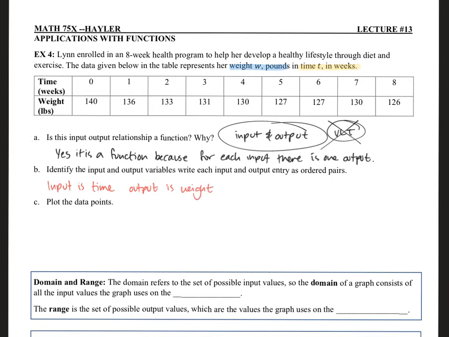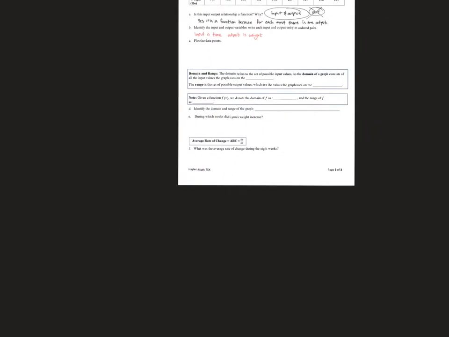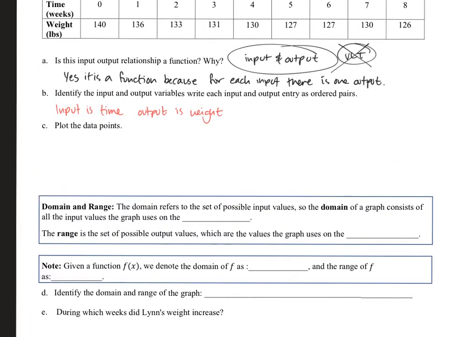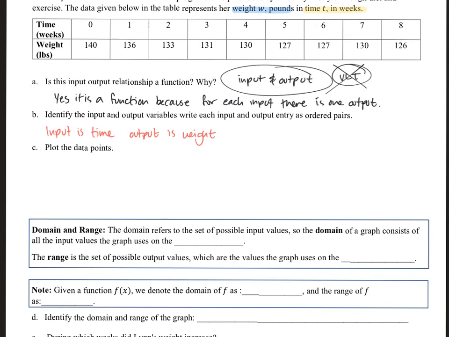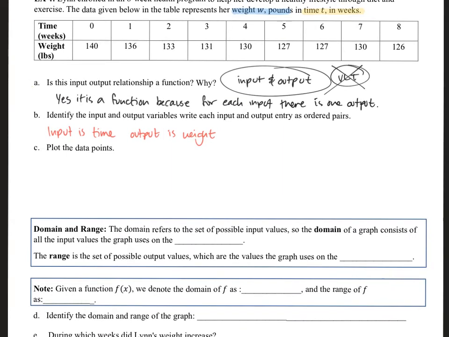Alright, so we're going to write each input and output as ordered pairs. I kind of used up a lot of space writing that out. So plotting this out, first we need to write out our data points. Let me change the color here. We have 0, 140, and I'll use the roster method here. And then we have 1, 136.